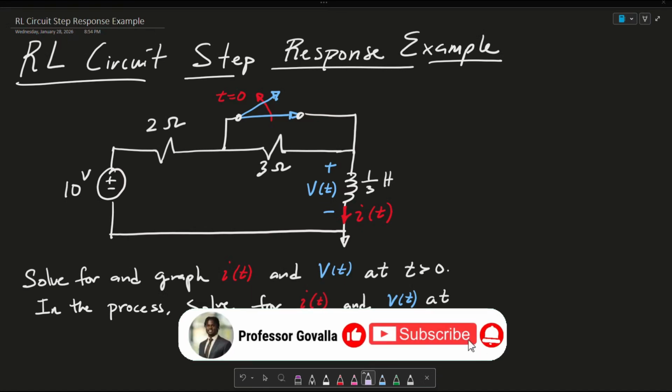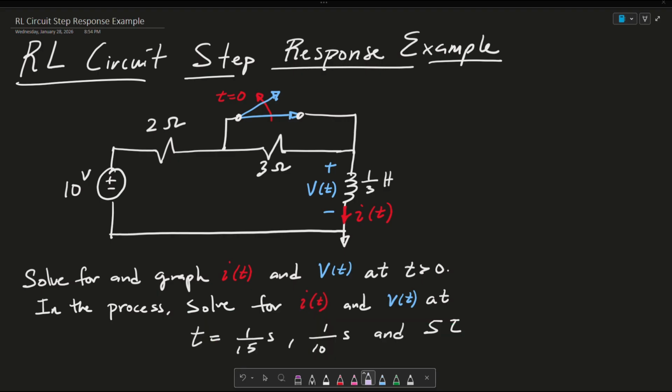My name is Professor Govala, and today I'm going to be doing a complex RL circuit step response example. This example builds off a previous video that I did called Step Response of an RL Circuit Clearly Explained, which I will post a link to in the top right hand corner of this video. So feel free to check that out.